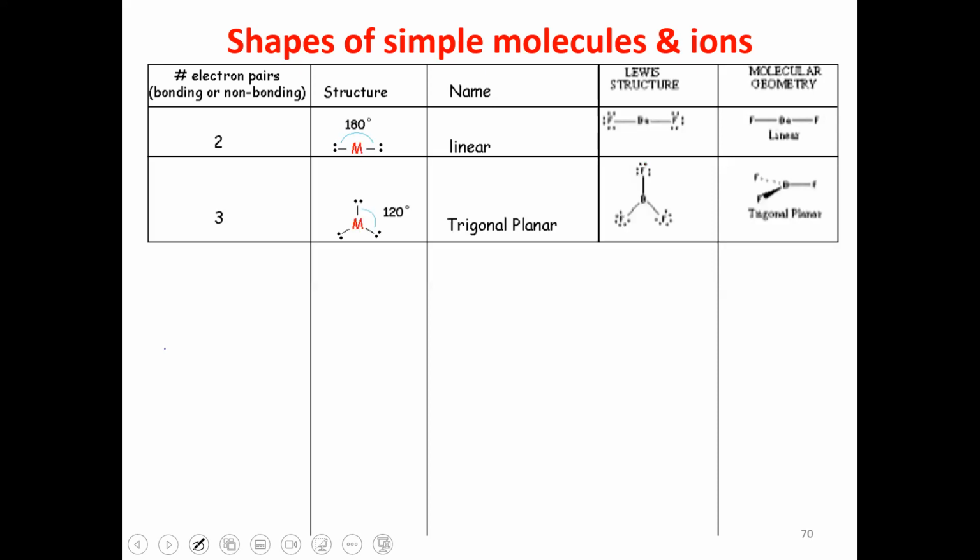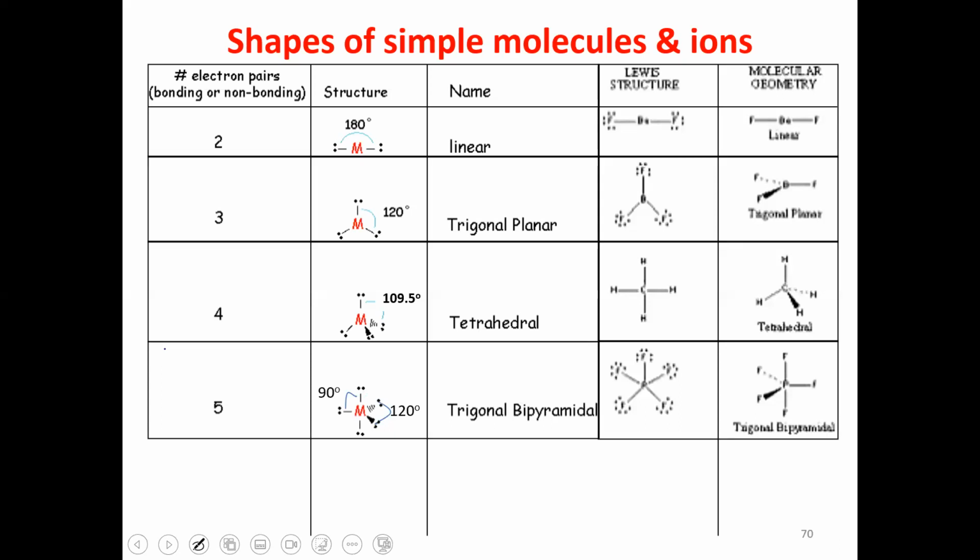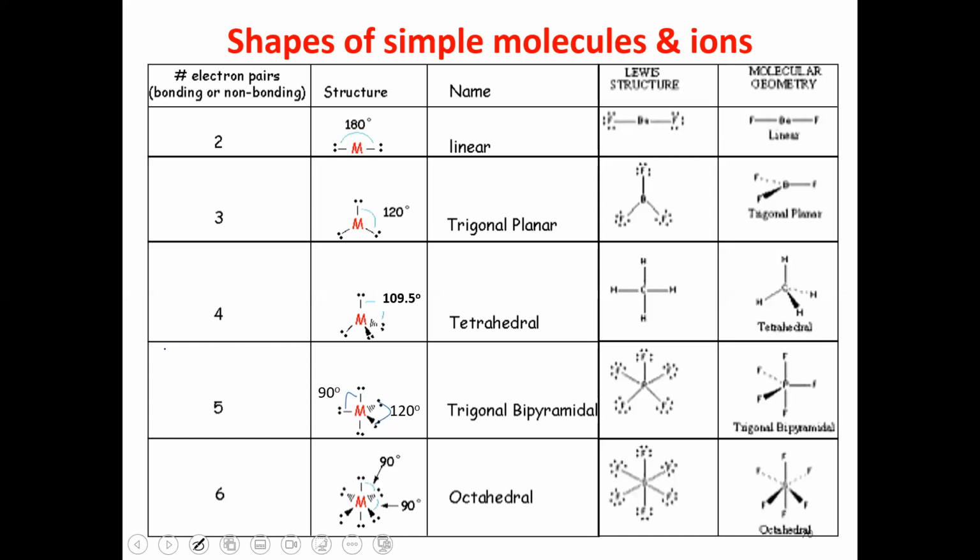Look at the second. If there are three bonding or non-bonding units, the structure will be 120-degree trigonal planar, and we can see an example like BF3. Look at this, four electron pairs. Now the bond angle becomes 109.5 degrees, and it's a tetrahedral structure. When there are five, it is trigonal bipyramidal, with the structure you can see. If there are six, which is a rare case, the structure will be octahedral. Octahedral means it has eight sides.